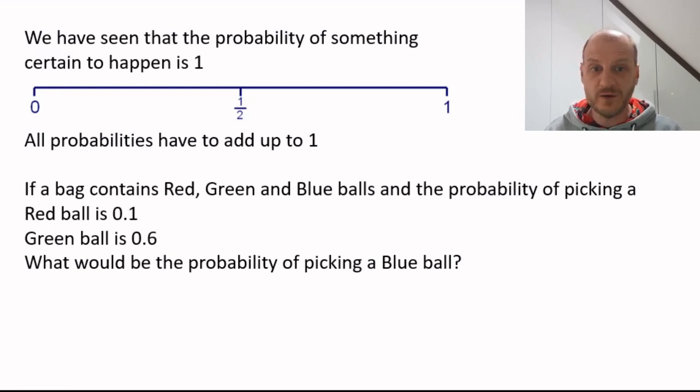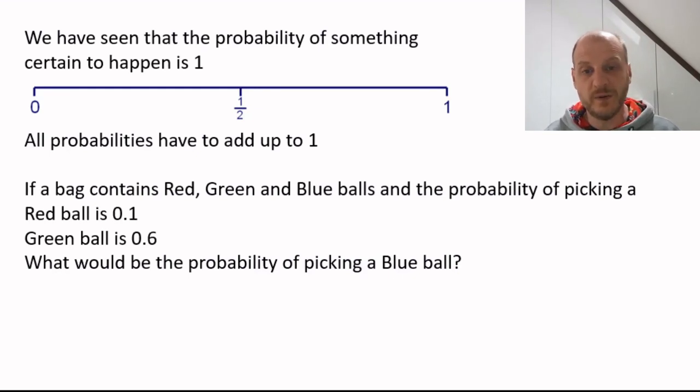So if we have this question here, a bag that contains red, green and blue balls, and the probability of picking a red ball is 0.1. Don't worry about the fact we're in decimals now, it just makes it easier to add up. The probability of a green ball is 0.6, so the question is what would be the probability of picking a blue ball?